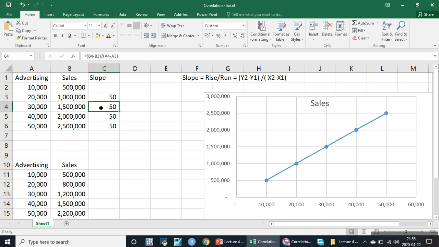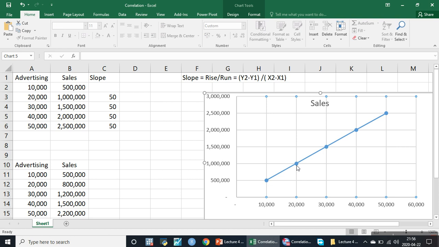How did we calculate the slope? The slope is this value minus this value, divided by this minus this. From the graph we can calculate it like this: 20,000 minus 10,000. This is the run, and this is the rise. The rise is 10,000 minus 5,000, divided by 20,000 minus 10,000.